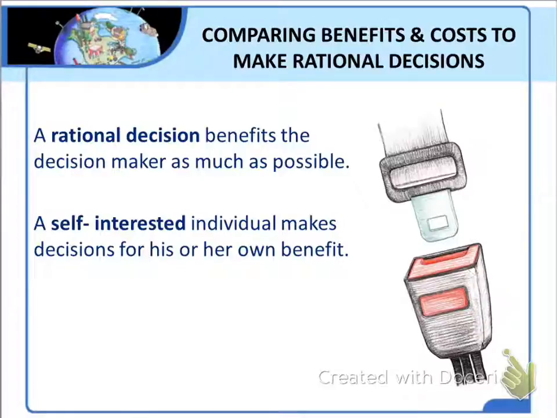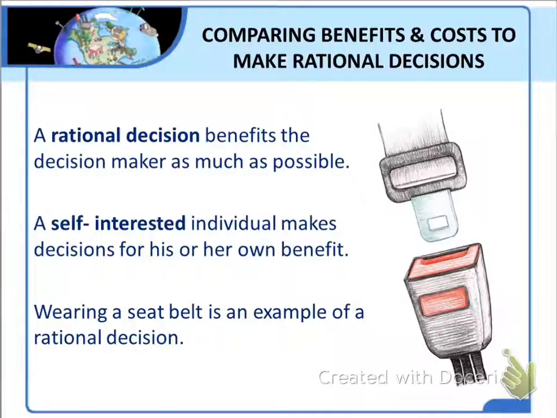Rational decision makers don't always get things right, but they learn from their mistakes. It would be irrational to buy apples again and again from the fruit stand with rotten apples. So, once again, we can see that wearing a seatbelt would be an example of a rational decision.